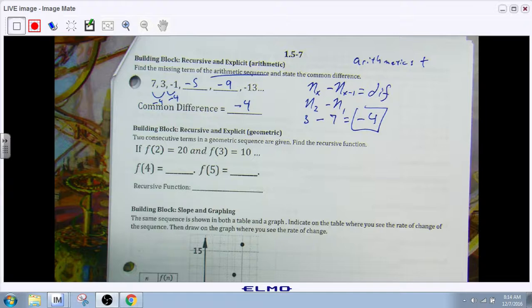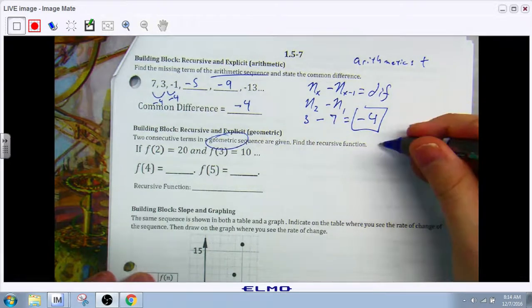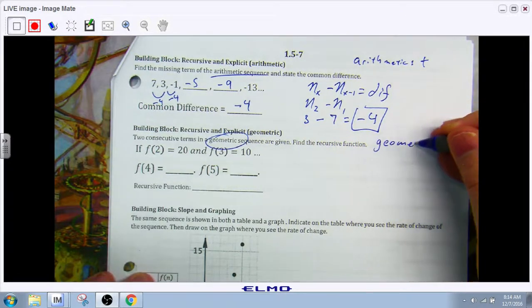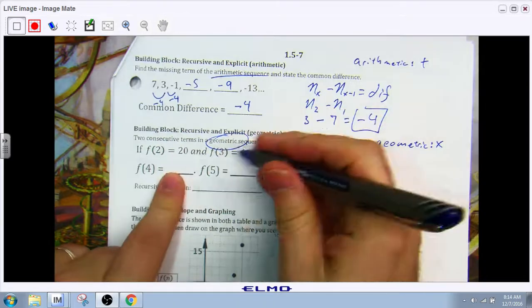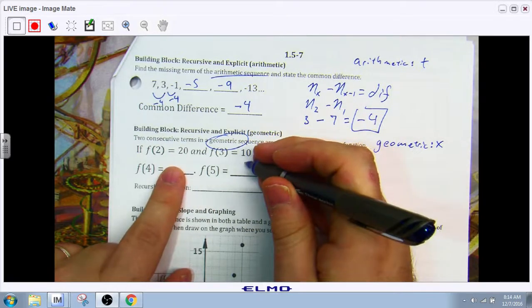Two consecutive terms in a geometric sequence: when it's geometric, that means we are multiplying. And sometimes we multiply by a fraction, which looks like division. Two consecutive terms of a geometric sequence are given. Find the recursive function. So I go from 20 to 10. I can see that that is half.